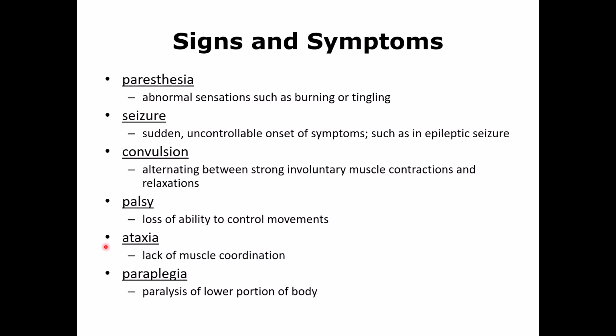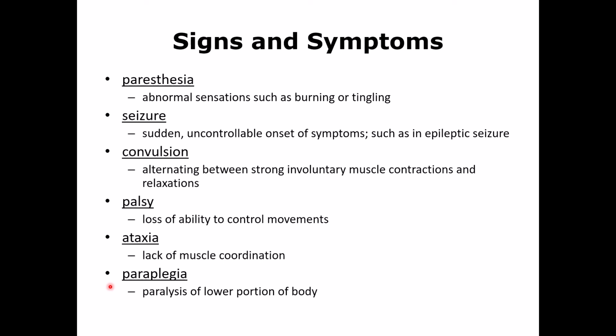Ataxia is related to the cerebellum. So this is lack of coordination. Again, the person is able to move but cannot properly execute the function. And plegia is muscle paralysis. So plegia and paralysis are the same. There are different types of plegia.